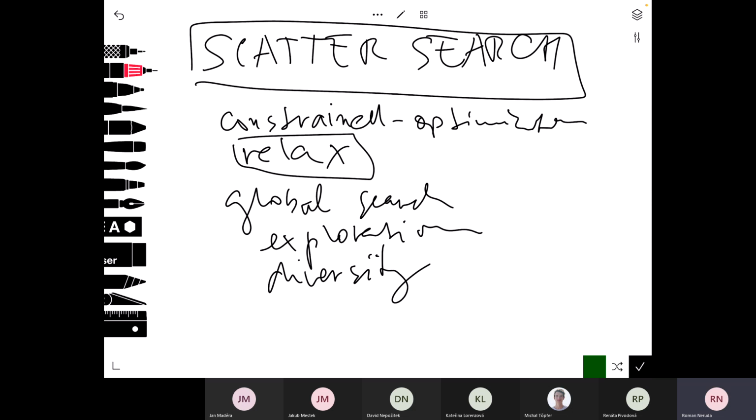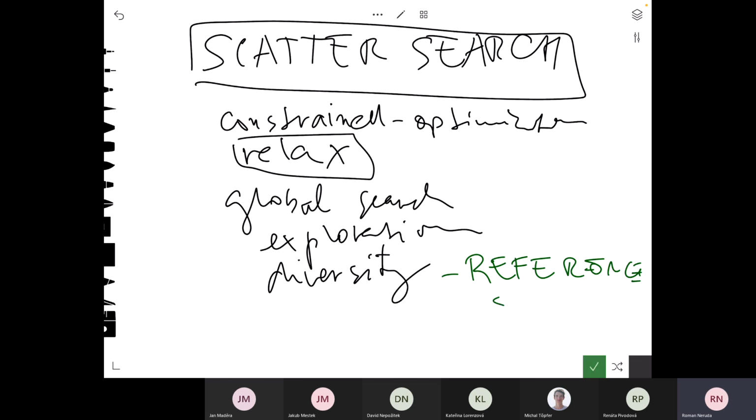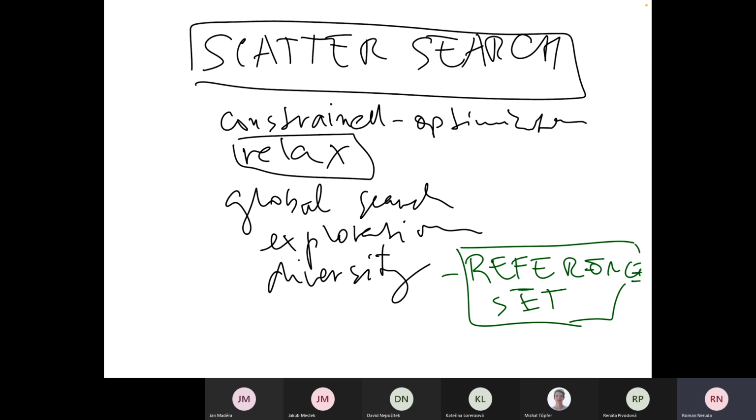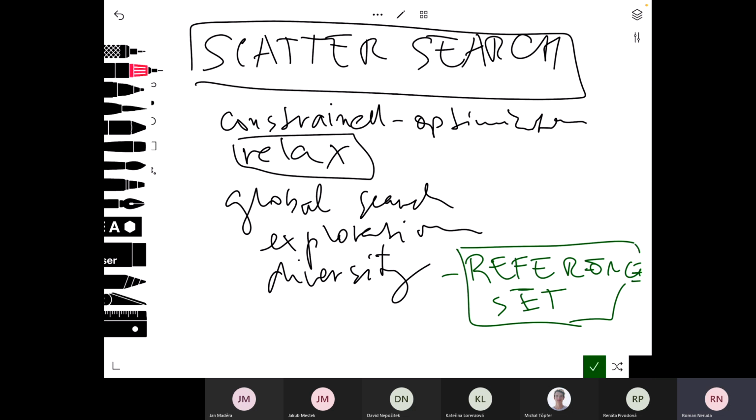And the way you control the diversity is that you're keeping a special set of solutions that you're using in creating the new solutions, and this is called a reference set. So we will be talking about a reference set, a set of solutions selected in a special way, and we will see how this reference set is used to support the diversity. So the scatter search, as I said, is a global search.